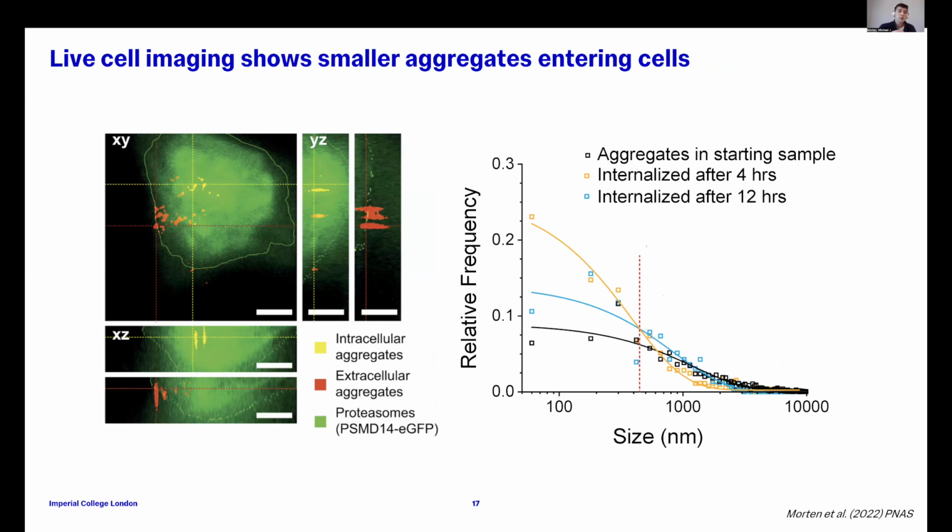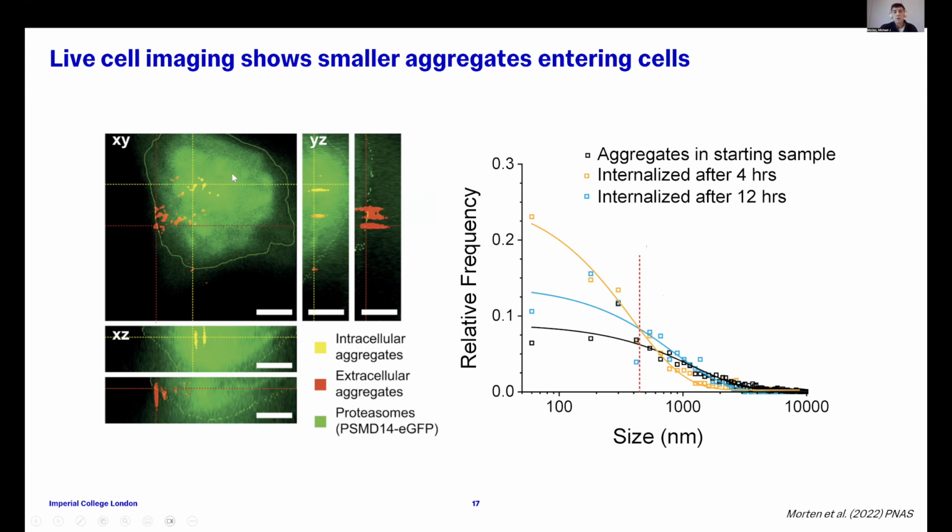So we added aggregates to HEK cells that were expressing proteasomes labeled with GFP. The diffuse nature of the proteasomes meant that we could use that signal as a pseudo cell mask. And this meant that we could see which aggregates were able to penetrate through the cellular membranes. For example, here we can see these rather large aggregates sitting on top of the cell periphery, compared to these orangey-yellowy ones, which have been able to penetrate inside the cell and sit pretty obviously inside the cell volume.